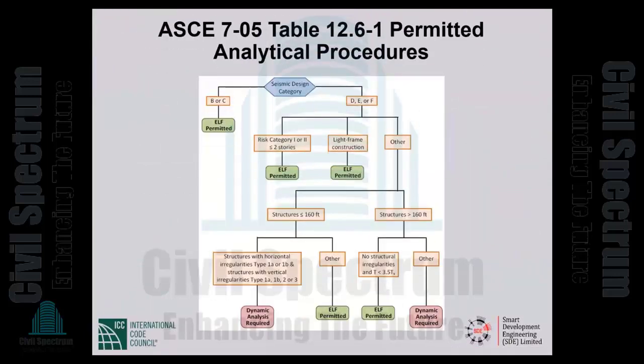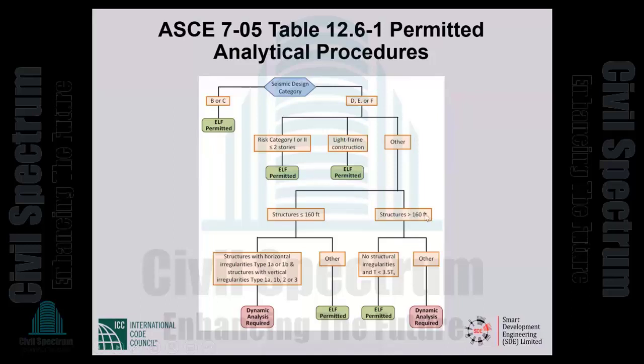The important thing is this: ASCE 7-05 has, as I said, severe restrictions on the use of equivalent lateral force procedure, and let us look at that. I think this is instructive for you to know. If your design category is B or C, equivalent lateral force procedure is always permitted. ASCE 7-05 will never force dynamic analysis procedure on a design category B or C structure. If it is design category D, E, or F, this light frame and stuff you can ignore. If it is D, E, or F, then there is a major division.